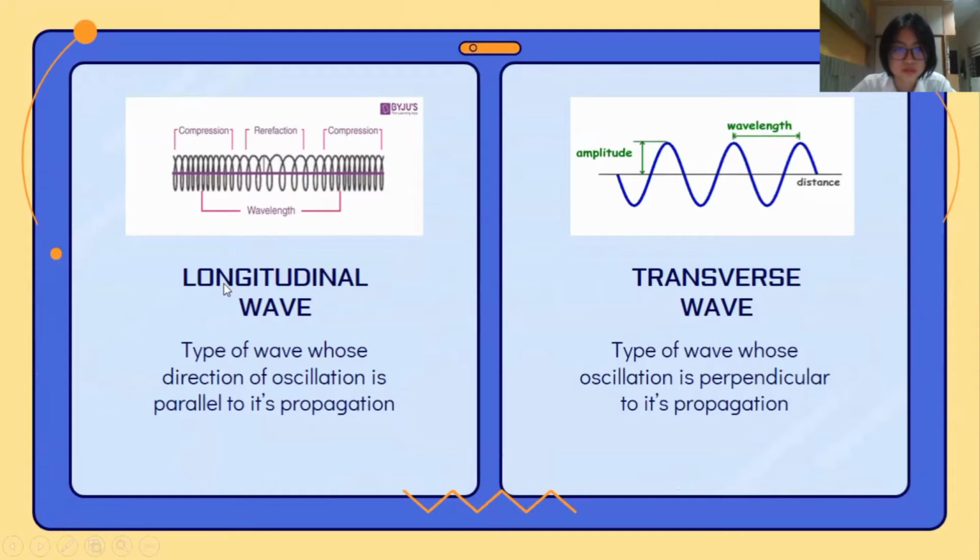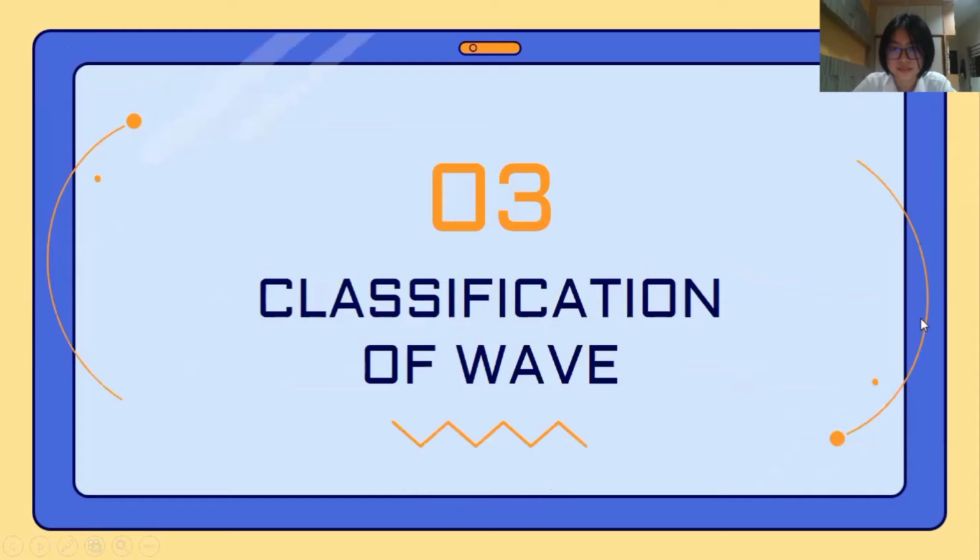The types of waves. We have longitudinal wave and transverse wave. Longitudinal wave is a type of wave whose direction of oscillation is parallel to its propagation, while transverse wave is a type of wave whose oscillation is perpendicular to its propagation. As you can see from the pictures above, it is like that.